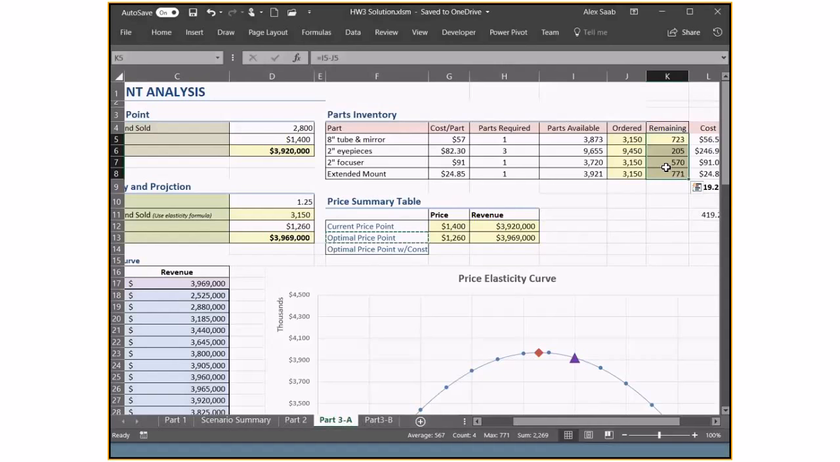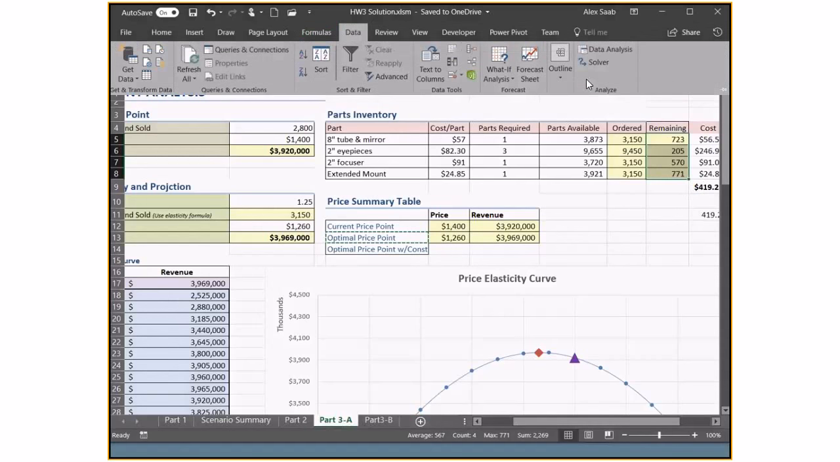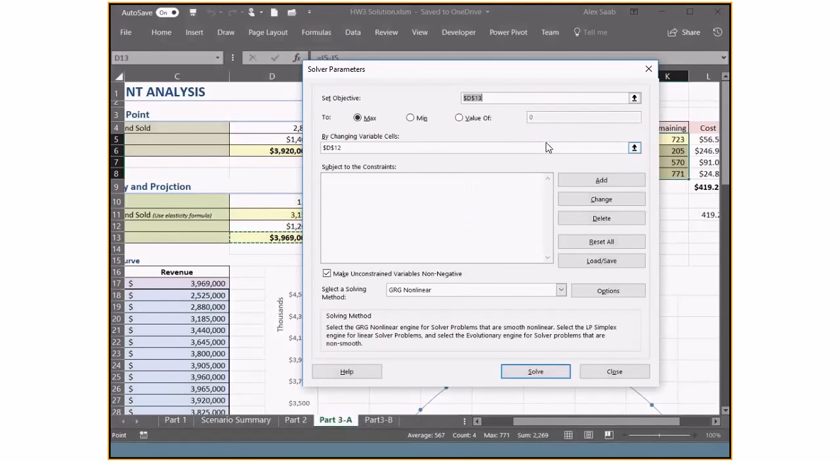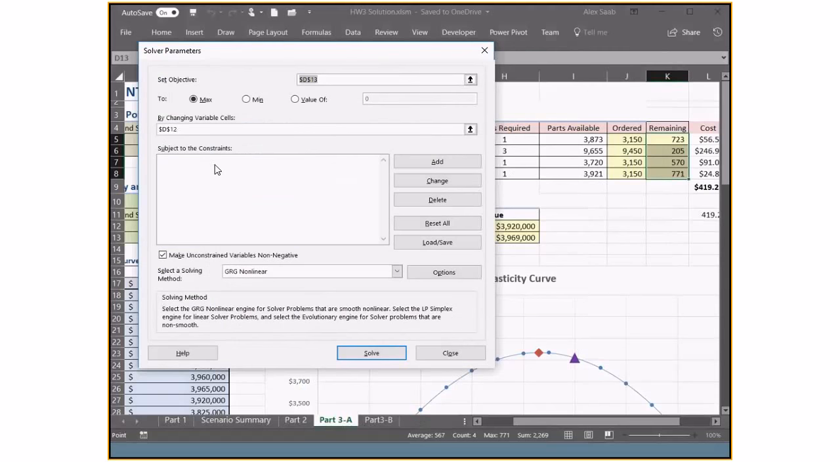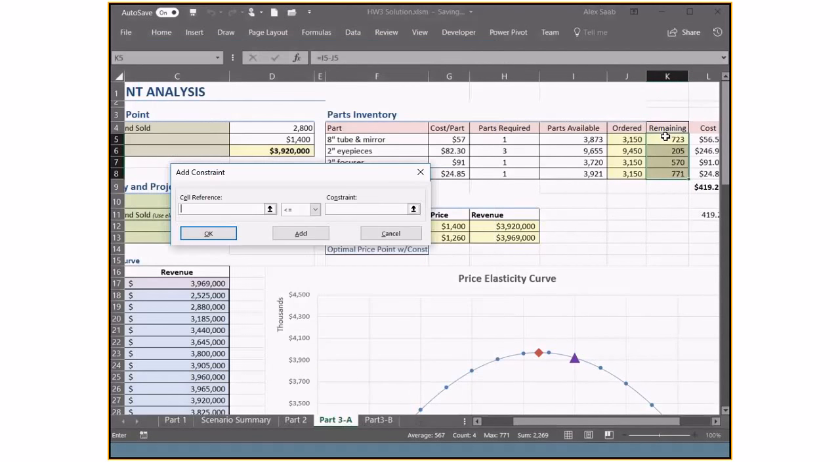So all of these must be positive. The remaining has to be greater or equal to 0. So that's the constraint on the solver. So go back to solver. I have the same condition. I need to add one constraint, which is this range has to be greater or equal to 0. And then I can solve to that.